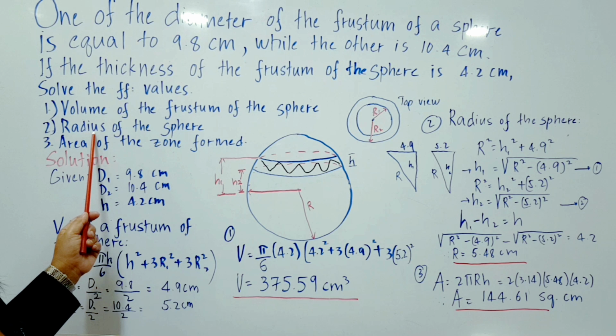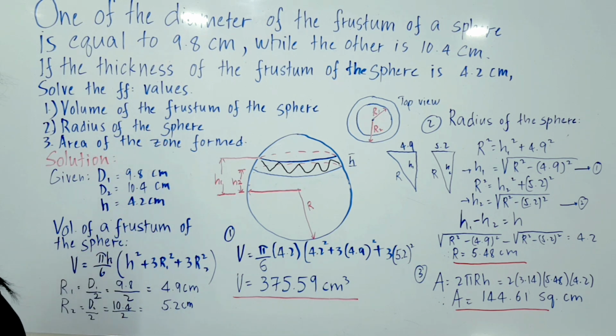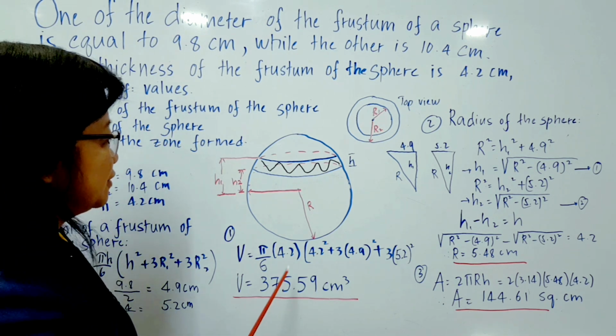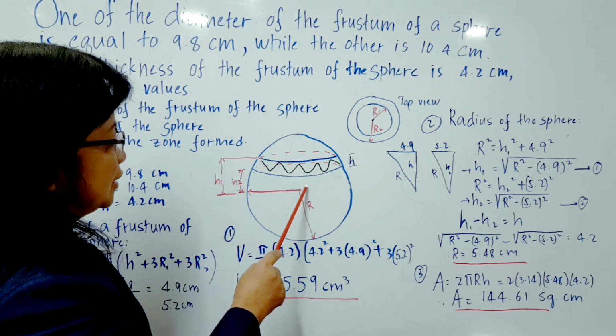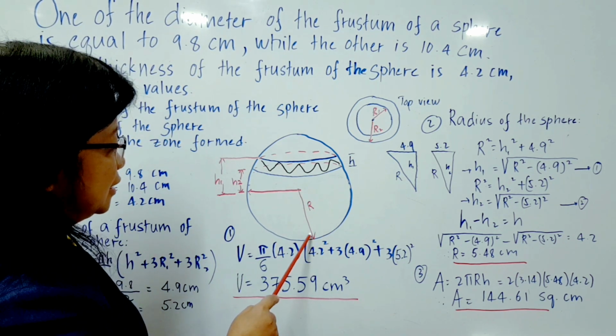The second question is the radius of the sphere. The radius of the sphere, of course, this is the one. This is the sphere. The radius from the center to here.